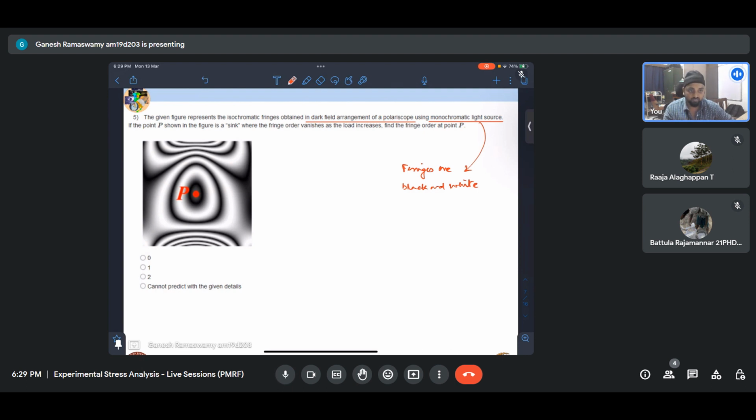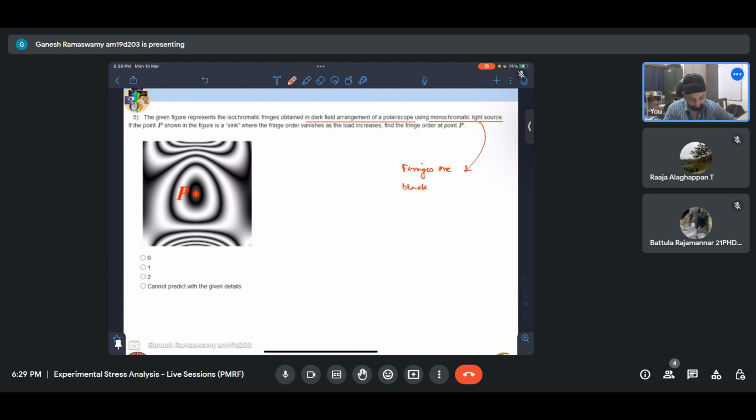Wherever our fringes are black, I shouldn't say black and white, I should just say fringes are black. The other portion is not a fringe, so the light passes through that. Whatever colored light you are emitting as a monochromatic light source will faithfully get passed on.